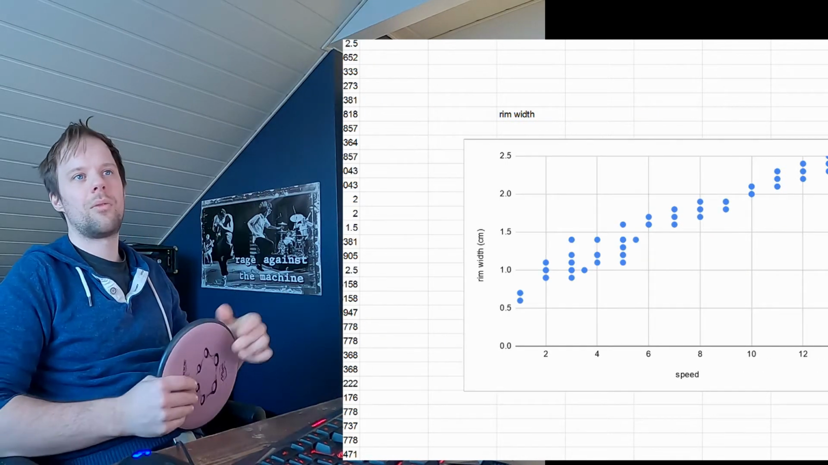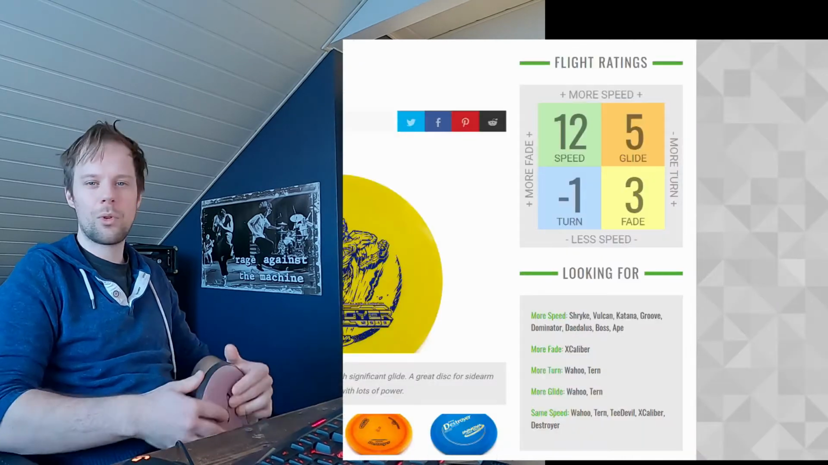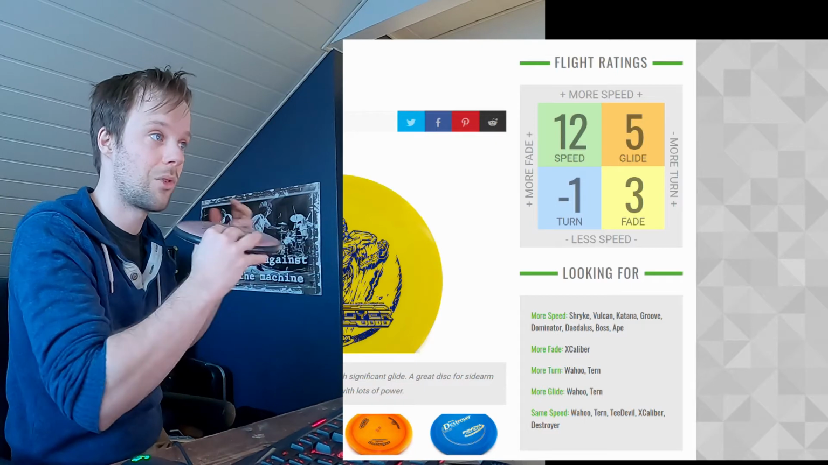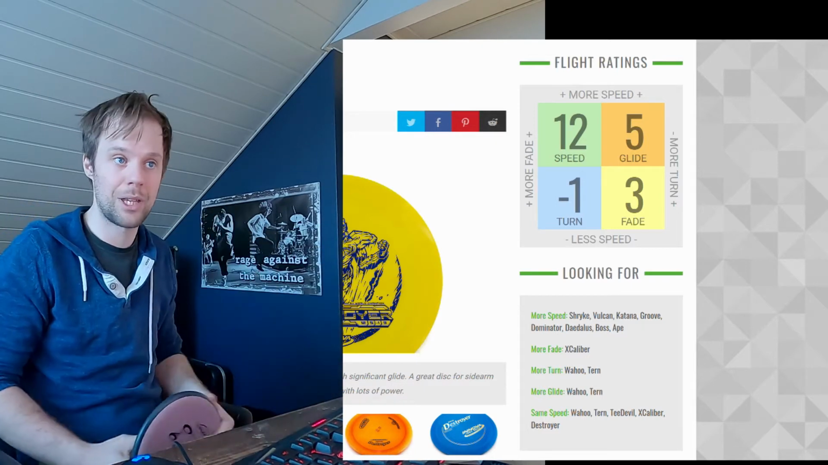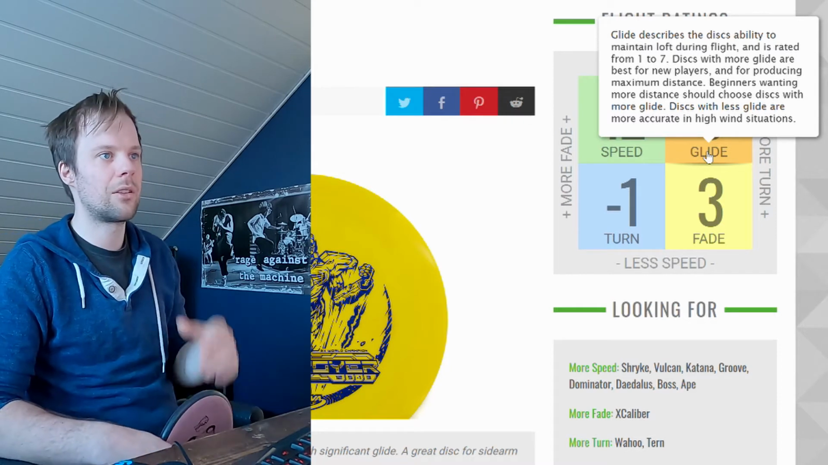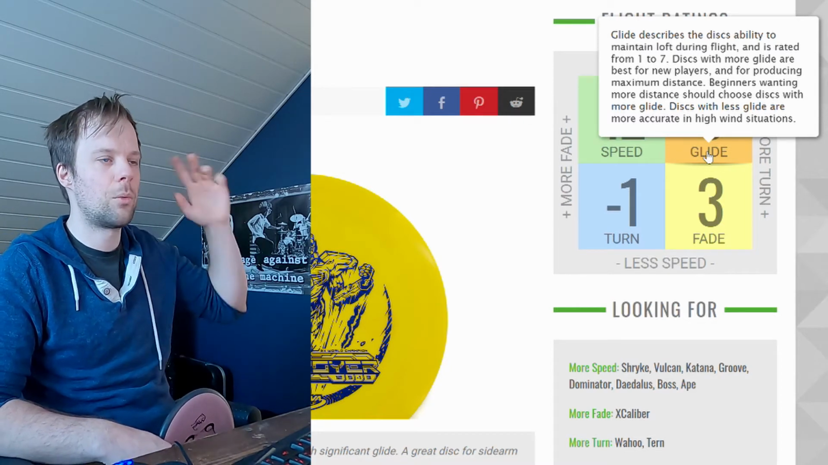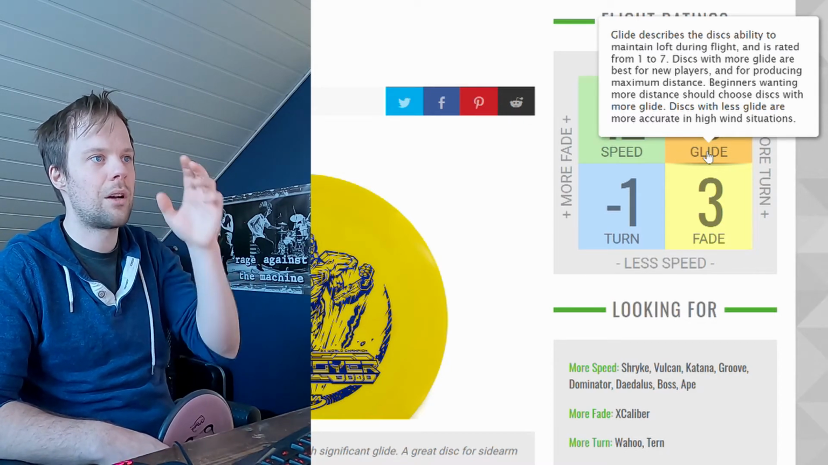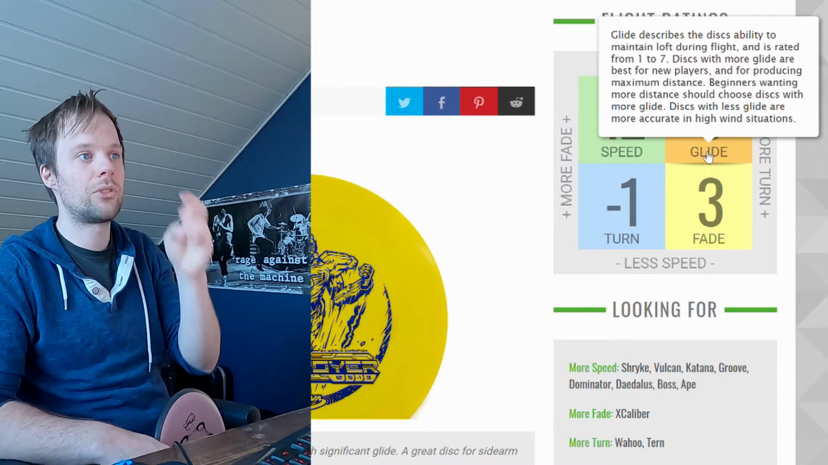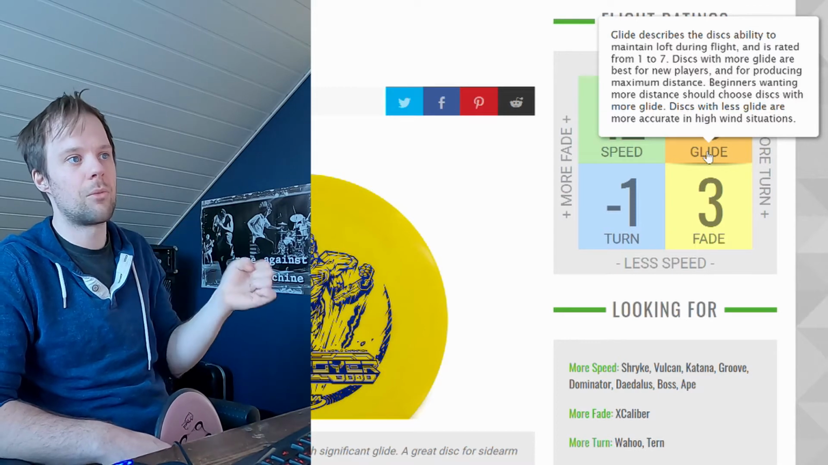But okay, let's go over to glide. You would think it's more straightforward. A gliding disc creates more lift, especially at low speeds. Glide describes the disc's ability to maintain loft during flight and is rated from 1 to 7. Discs with more glide are best for new players and for producing maximum distance. Beginners wanting more distance should choose discs with more glide.